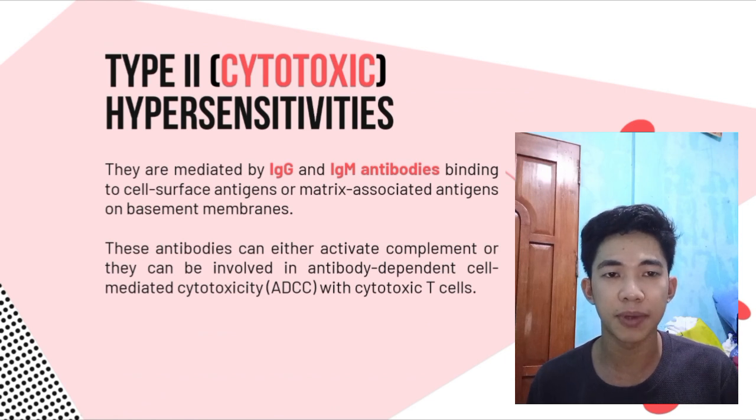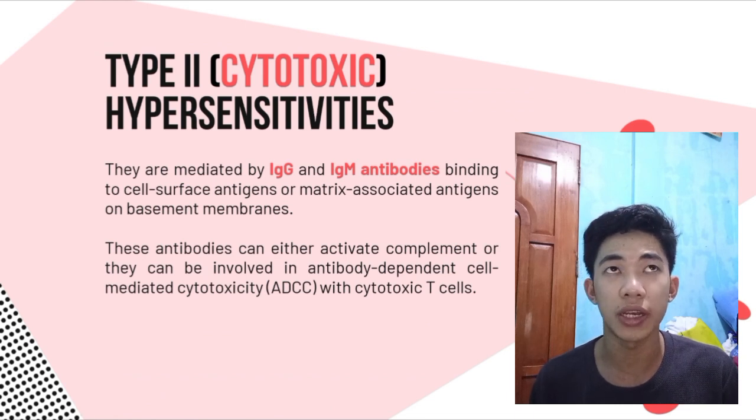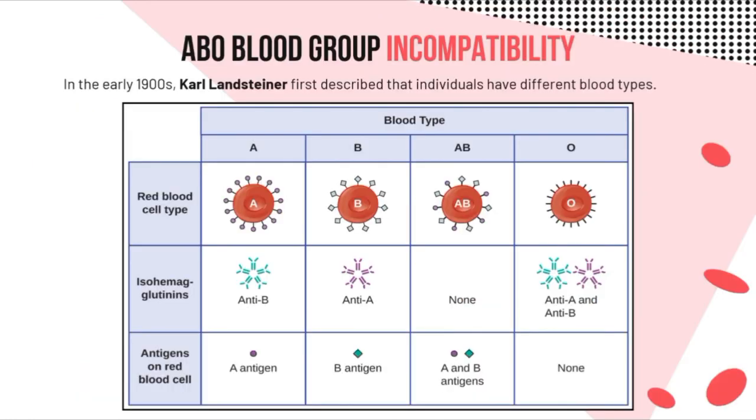And as mentioned right here, it also involves cytotoxic T cells. Cytotoxic T cells also lead to the death of the cell because they are specifically created to eliminate the targeted cell. So these are common examples of type 2 hypersensitivities. We have hemolytic disease of the newborn or HDN, and we also have hemolytic transfusion reactions or HTR.